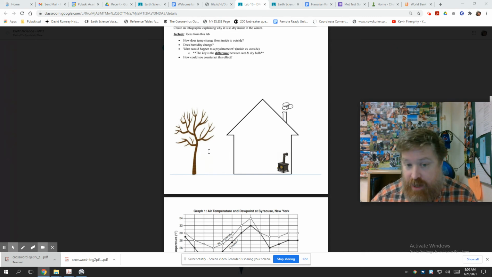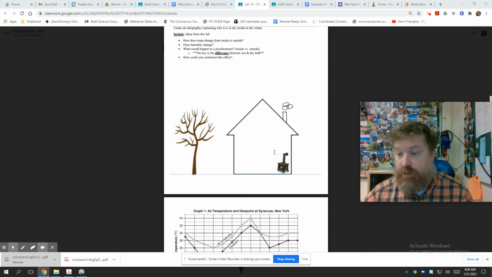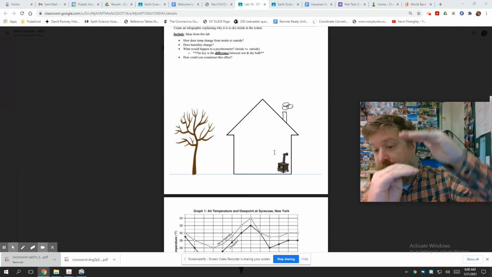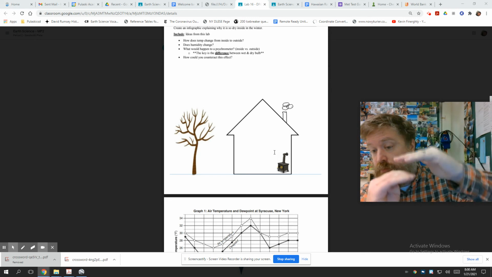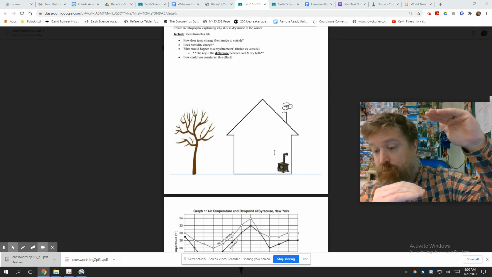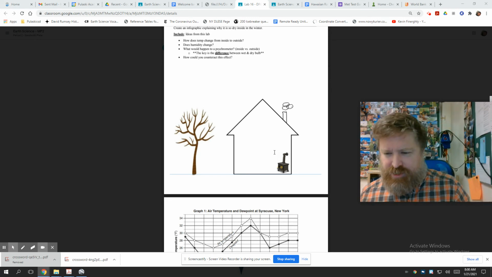But if you take that air and bring it inside and only heat it, you're doing the same thing. You're keeping the dew point the same, but driving the temperature up, which makes a bigger difference between temperature and dew point, which makes it dry, which is why indoors it's so dry in the wintertime. Even if you don't heat with wood, that happens.